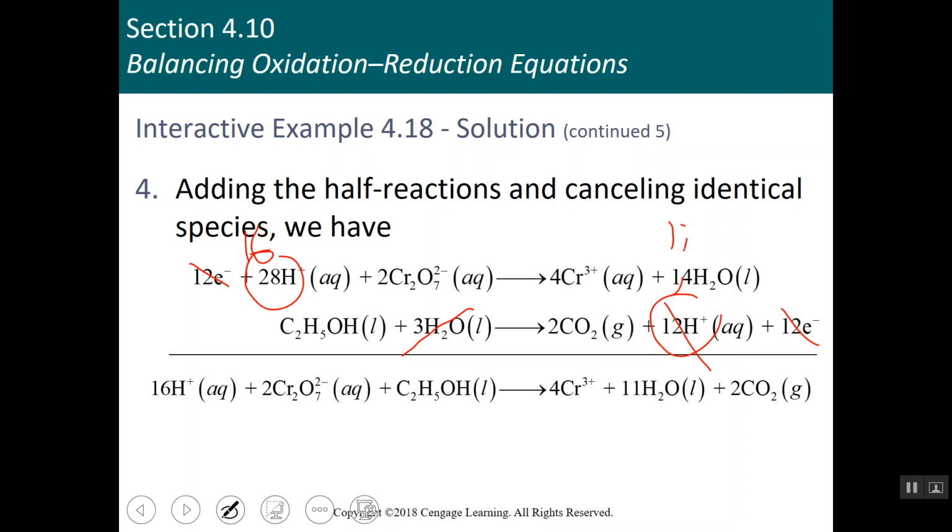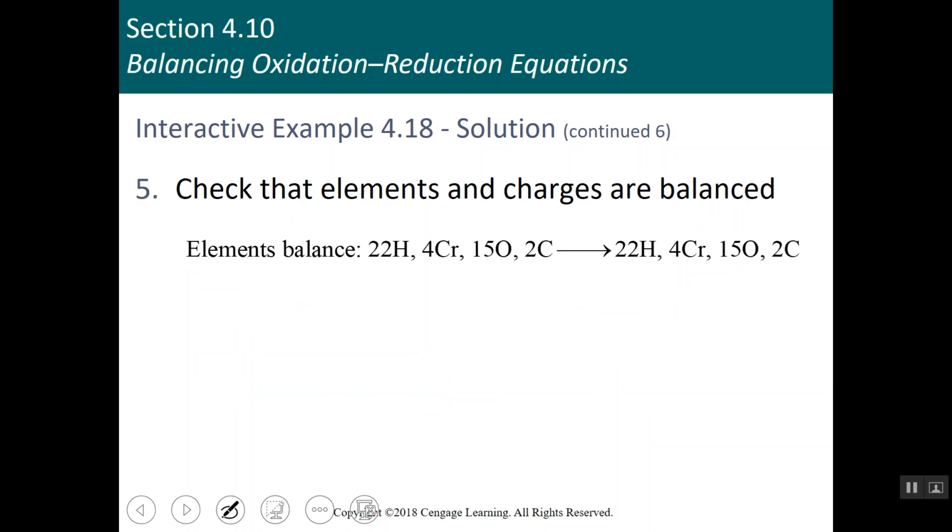So when we put that together, we're going to end up with 16 hydrogens, 2 chromate ions. Then we're going to move down to the second line. We have the ethanol and then nothing else, arrow, 4 chromium ions, 11 waters, and the only thing left down here is those 2 carbon dioxides. So that's how you balance that. And most people think that's a lot of steps, but it is what gets you to your solution.